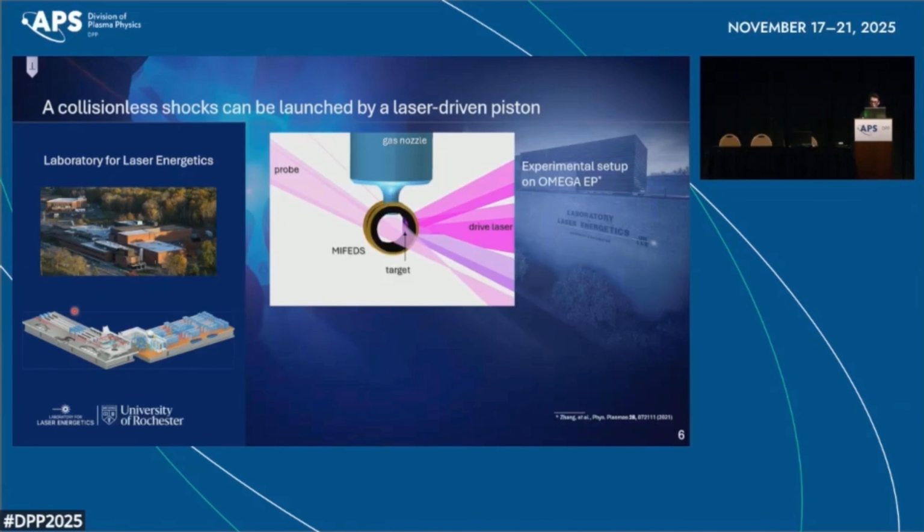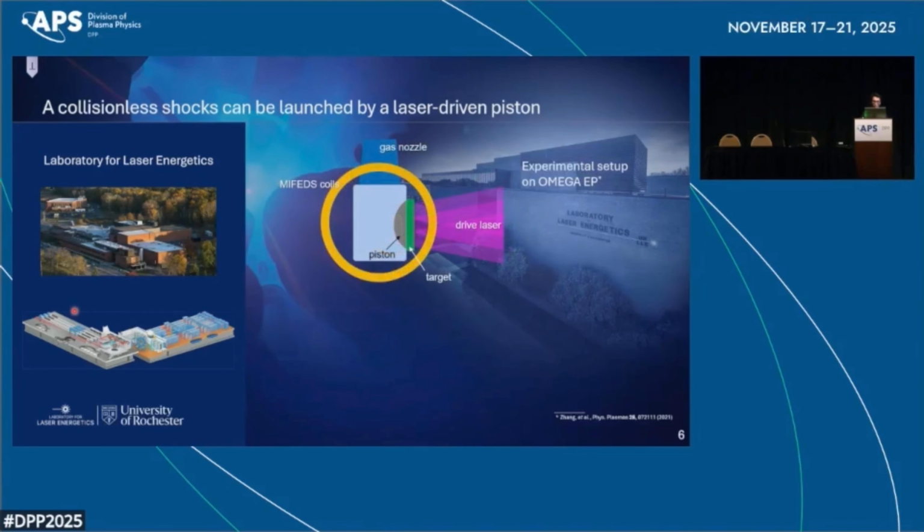In the middle, I'm showing you our experimental setup at OMEGA EP. First, hydrogen gas or neon gas can be injected from this gas jet system into a target chamber. Then the B field can be applied by the MIFEDS coils. Then this laser-driven piston can push the ambient gas and form a shock. The B field is going into the page, and the shock is going to the left, so we have a perpendicular shock here.